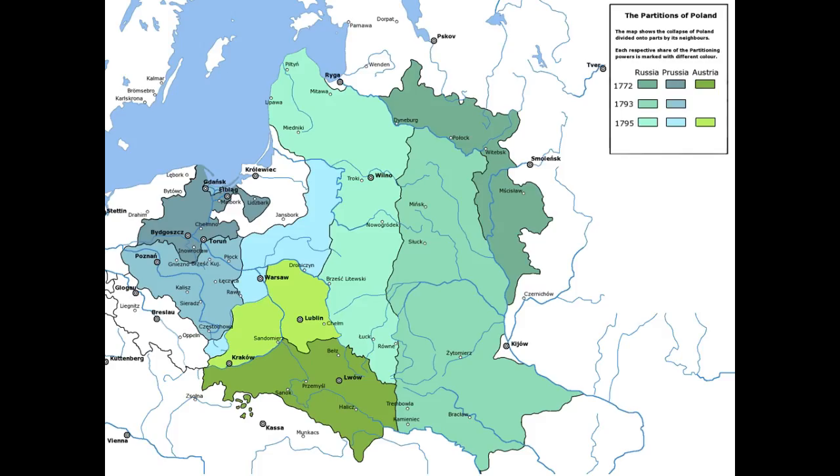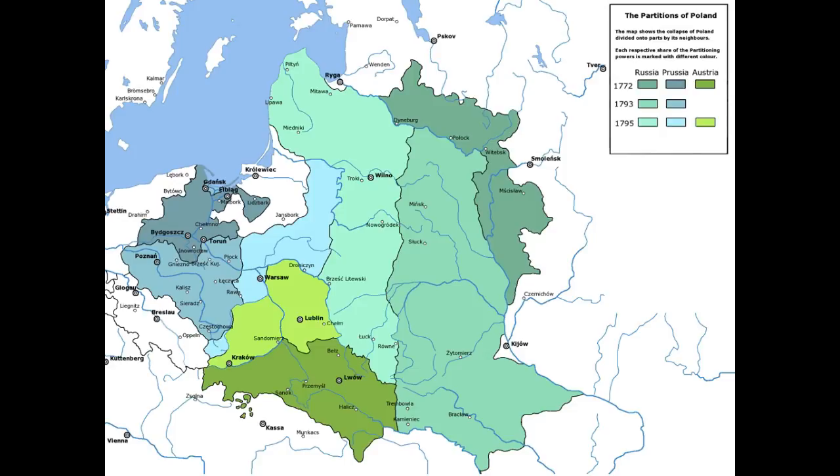So if we take a look at these borders, you can see on the eastern side the lighter to darker green regions are the ones that were absorbed by Russia. On the western side, the blue regions are the ones that were absorbed by Prussia. And then toward the south, the brighter green, sort of more yellowish green regions are the ones that were absorbed by Austria. And they were absorbed in 3 separate partitions of Poland, culminating in 1795.